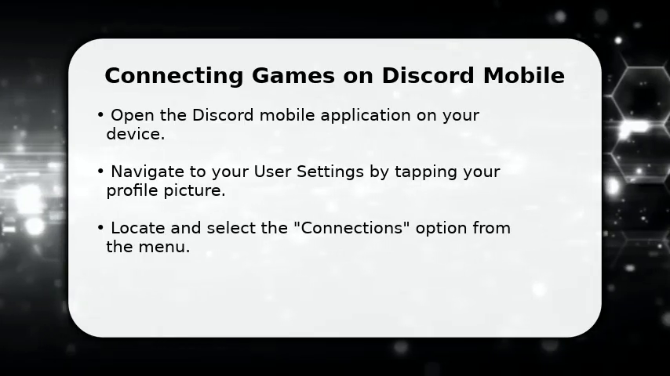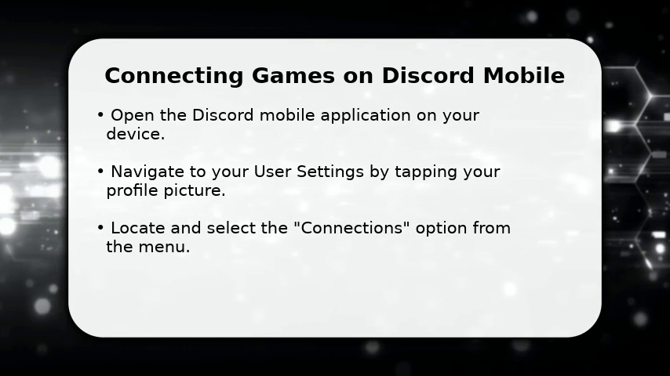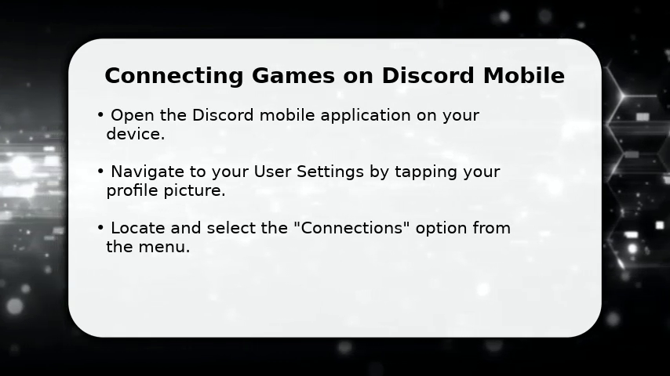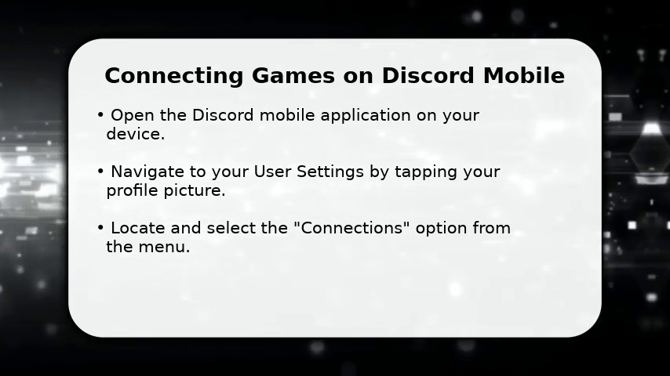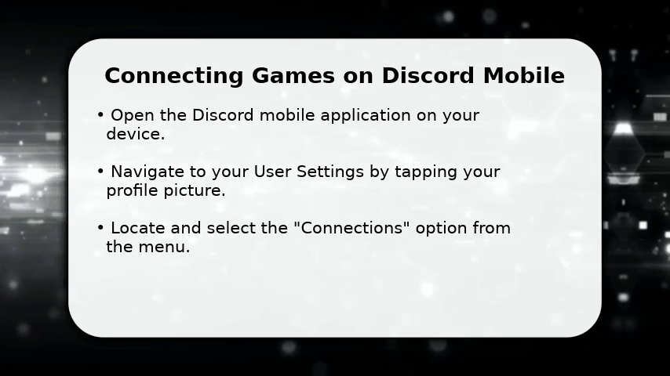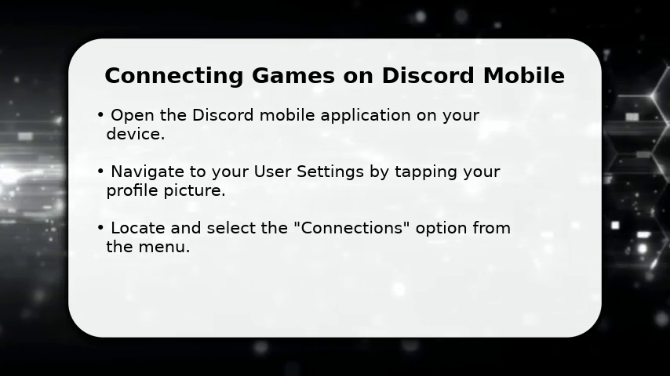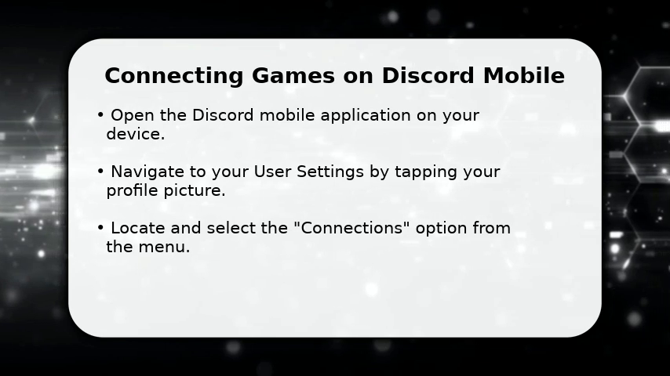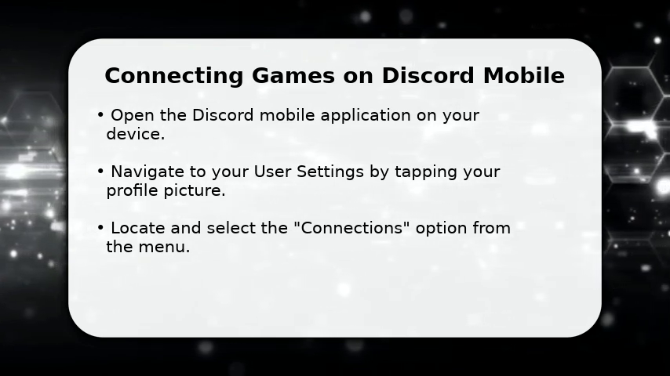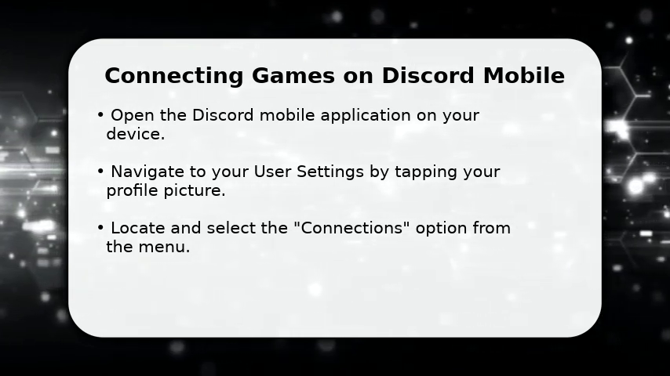In this video, I will explain how to connect games on Discord Mobile. First, open the Discord application on your smartphone or tablet. Once open, tap your profile picture in the bottom right corner to access your user settings. From there, scroll down and find the Connections option.